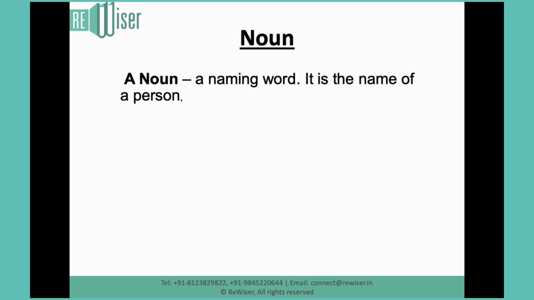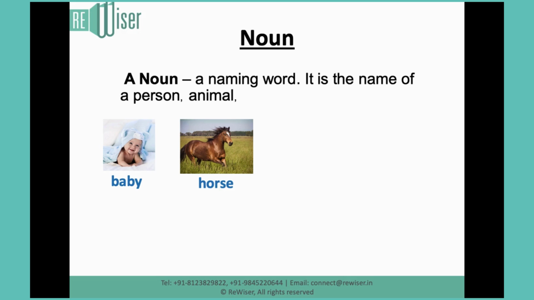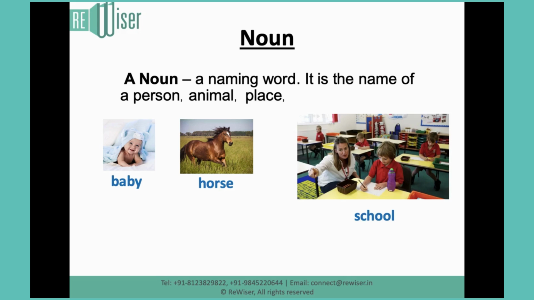It can be the name of a person, baby, or a proper noun also, Mary. It can be the name of an animal. There you have a horse. It can be the name of a place, school, garden, etc. Or it can be the name of a thing, table, pen, pencil, water bottle, etc.